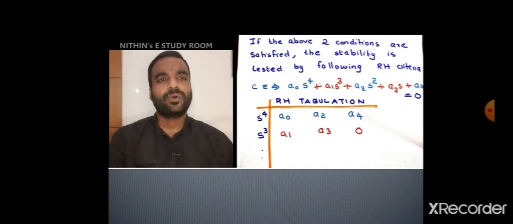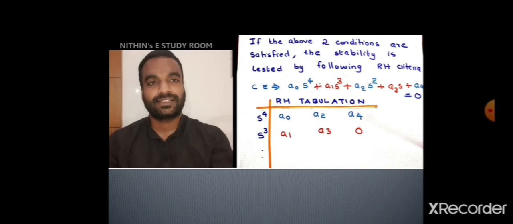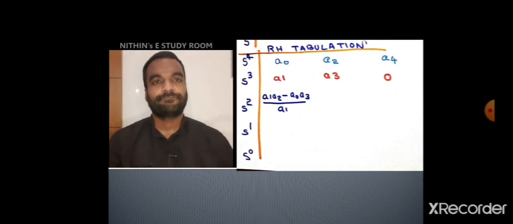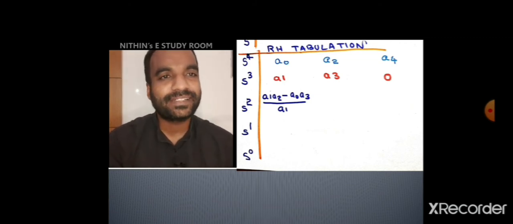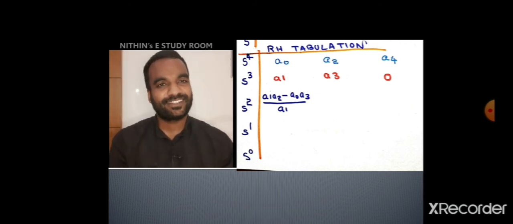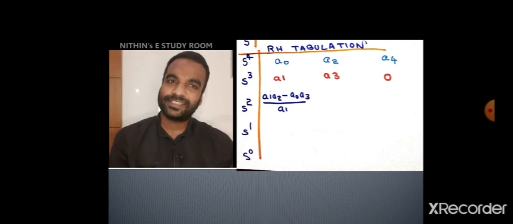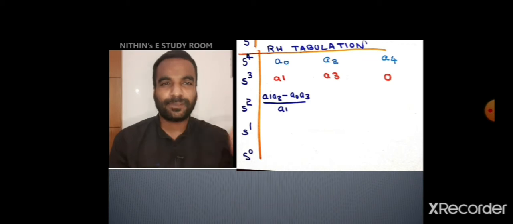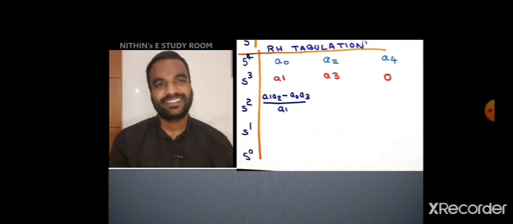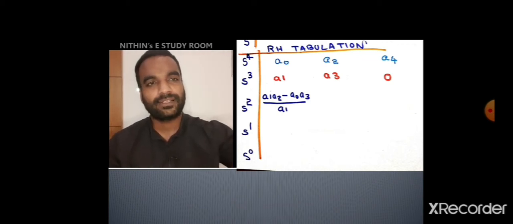Okay, now I have to fill the S raised to 2 row. Let us check. What have I written there? A1 A2 minus A0 A3 by A1. Can you guess how I got this combination? Can you identify some simple pattern? Yeah, there is a beautiful pattern. I will explain.